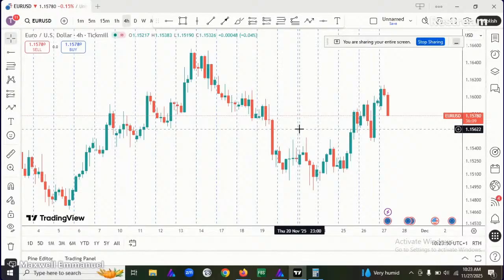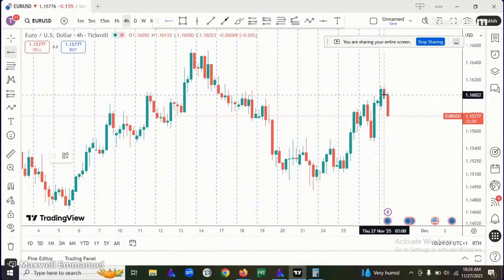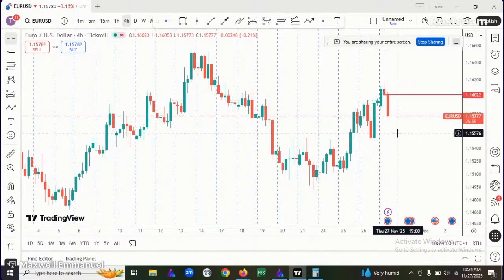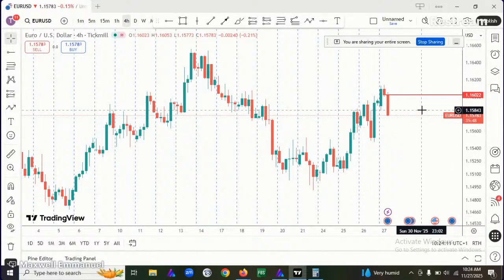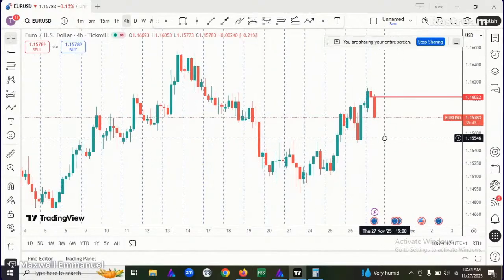On Euro USD, you can see the pattern we have is similar to what we have on GBP USD. Euro USD has been selling, and this would have been the best time to sell. If you have not sold, you shouldn't sell now. You didn't sell from this point, so don't sell from this point. This is about 25 pips from this point. Don't sell now.